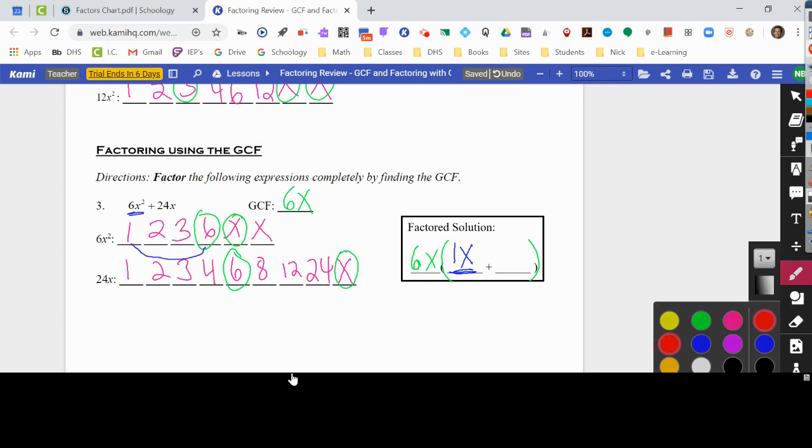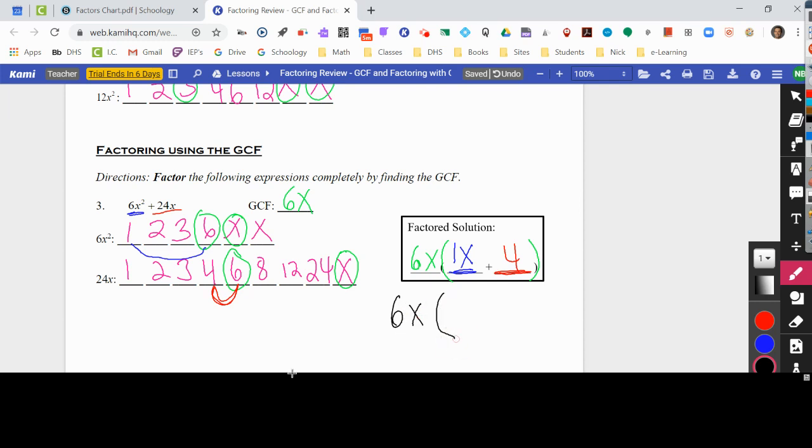And now I'm going to do the same thing for this part here. 6x times what is going to give me my 24x? Well, 6 times 4, those are the partners. So I got to put the 4 back here, but I don't have any x's, so no x's go back in. So now my factored solution is going to be 6x times x plus 4, or 1x plus 4, but we don't need to write that one necessarily. So that's my factored solution.